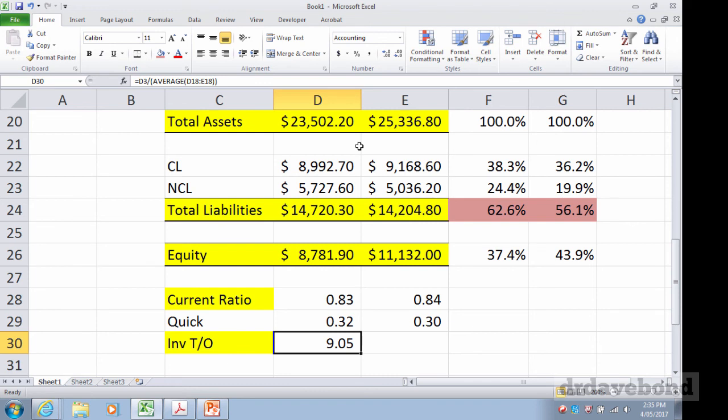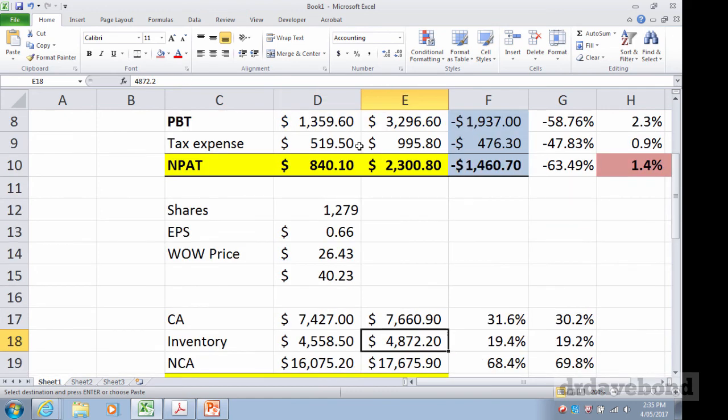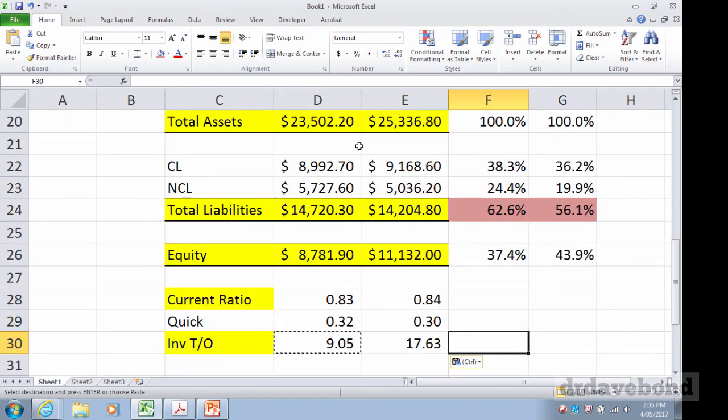If we rolled it, could we? No, that doesn't work because we've got that in there. So don't worry about that.